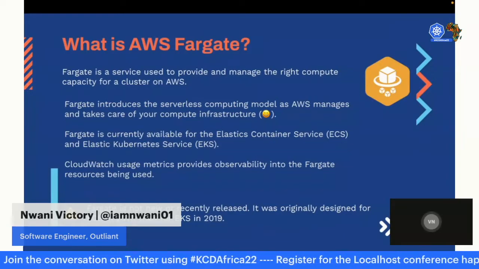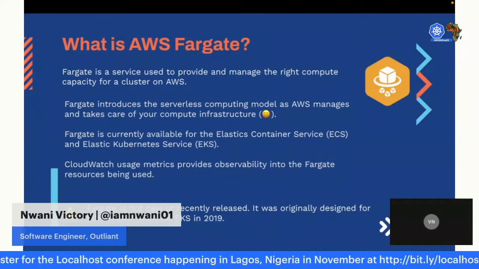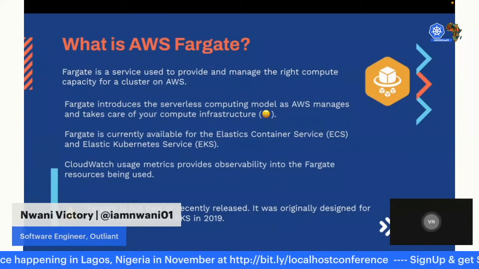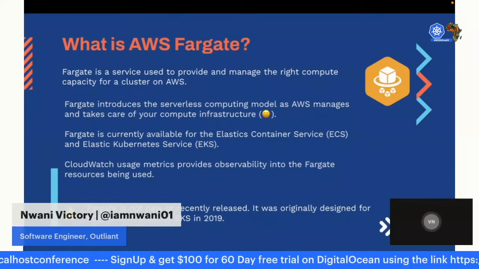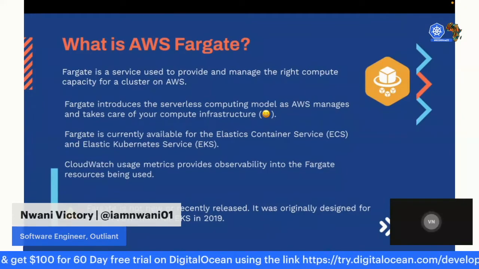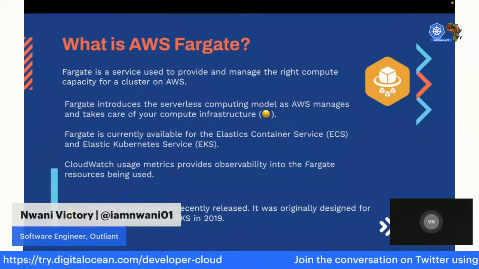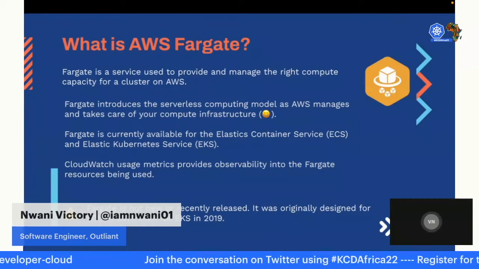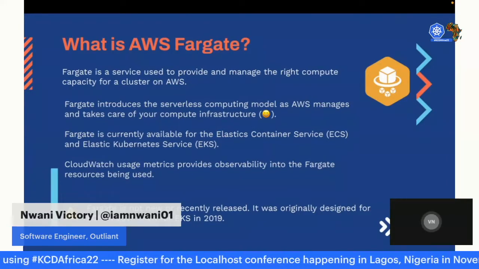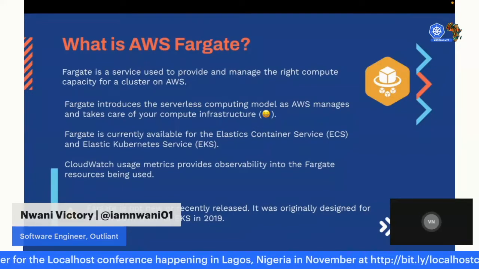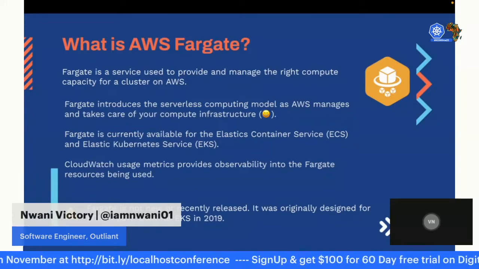So one thing to take note of is that Fargate is not a new service. It's been around since 2017 when it was first released. Then 2 years later in 2019, they released support for the EKS. So first it rolled out with the ECS, then EKS came along. Then when using Fargate, if you want to know what exactly is going on, you have the integration with CloudWatch, the usage metrics there where you can see what is being used, how long it has been used, and you can also set up alarms to ensure that you do not overspend or exceed certain thresholds and limits.